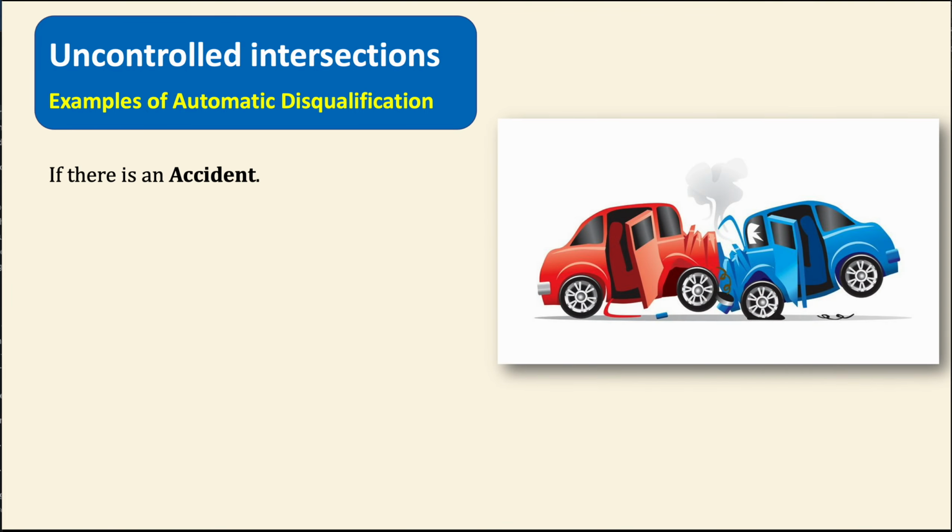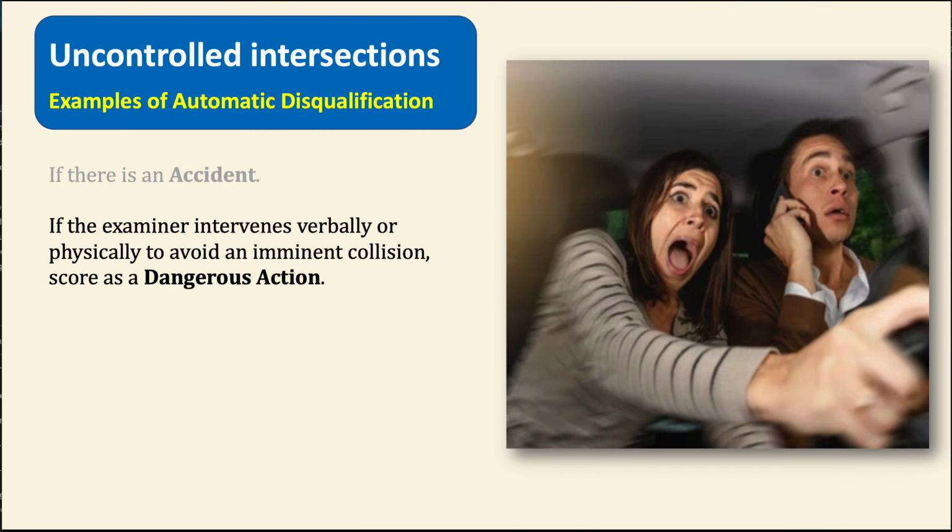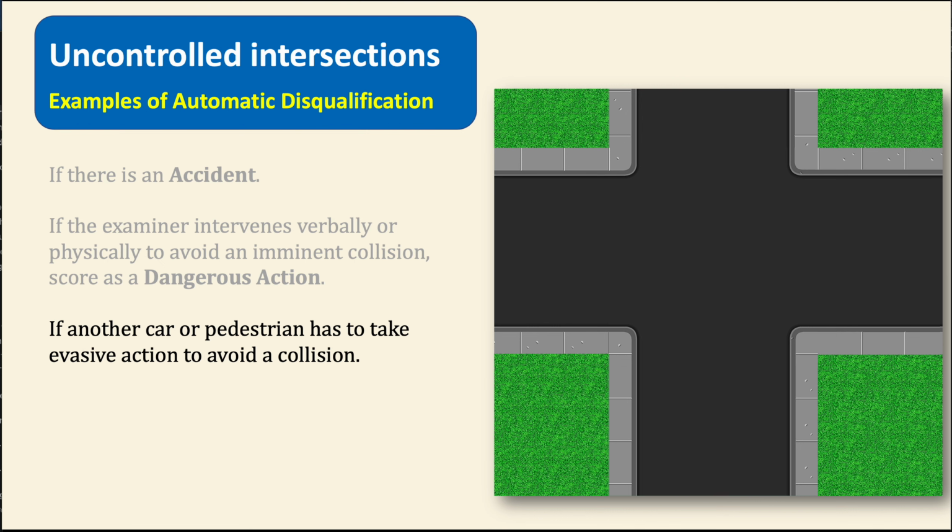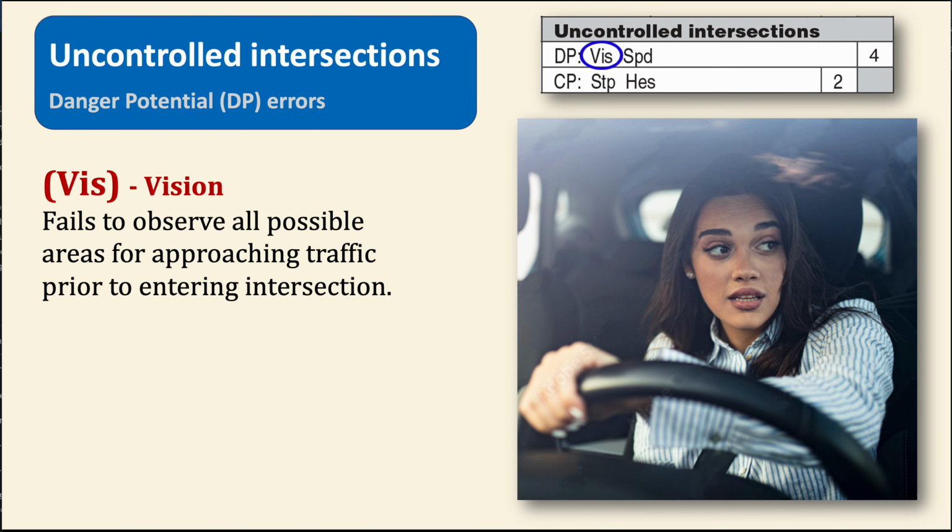Get right into it. Remember, there are some automatic disqualifications that can happen on this test if there's an accident, right? If you have to intervene verbally or physically to avoid an imminent collision, you score that as a dangerous action. And if another car or pedestrian has to take evasive action to avoid a collision. Remember, we're saying evasive action, braking hard, and you'll have to decide where that line is between just a generic right-of-way violation, which would be the 4-point variety for failing to yield the right-of-way, or was it so dangerous that someone else had to intervene, not just you. You score that as dangerous action.